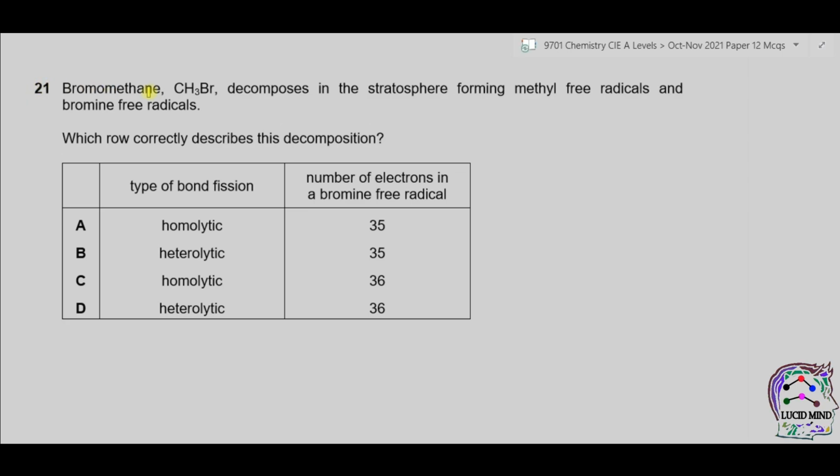Question 21. Bromomethane CH3Br decomposes in the stratosphere forming methyl free radicals and bromine free radicals. Which row correctly describes this decomposition? We have to find out the type of bond fission and the number of electrons in a bromine free radical. Now we can write the equation. We have CH3Br.